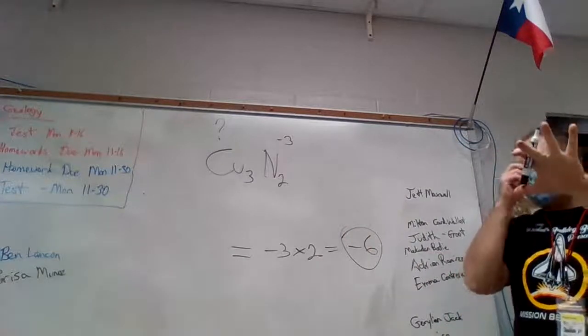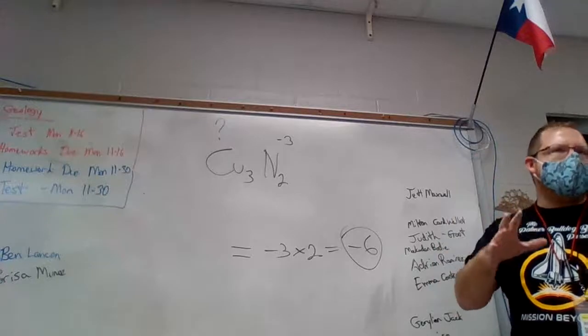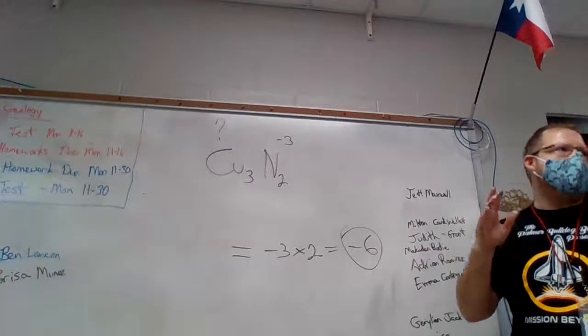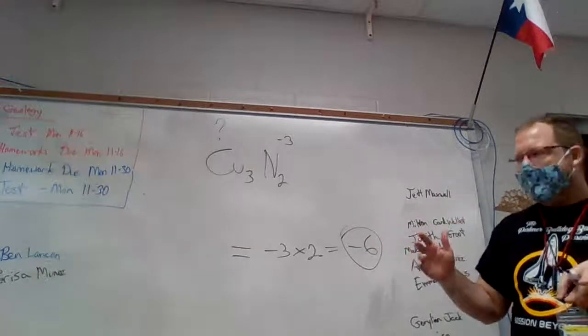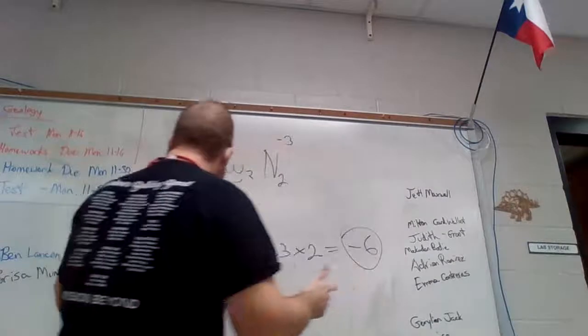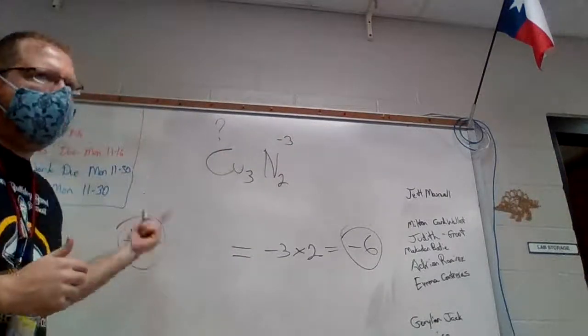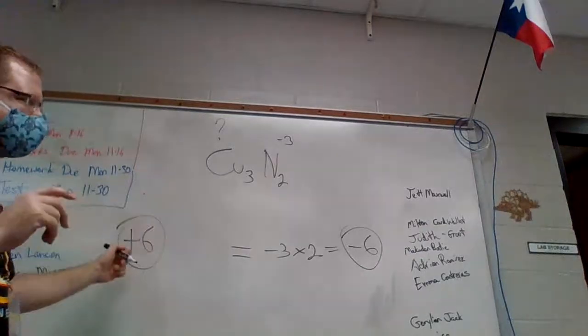Now, like I said yesterday, every single problem, you need the same number of positives as you do negatives. You can't have different numbers. That's not how ionic bonding works. You have to have the same number of positives as you do negatives. So on this side, I need 6 pluses. Like I have to have them. Can't be any other way. So if I have 6 negatives, I have to have 6 pluses.